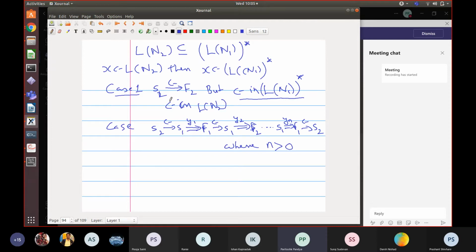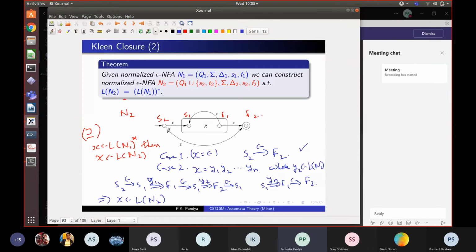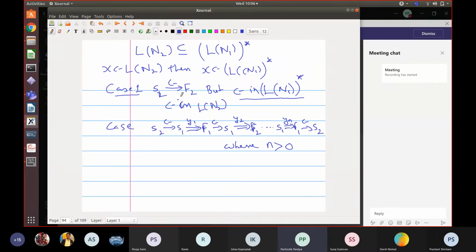So there are only two kinds of accepting runs in my automaton. This is what I'm claiming. Either the run goes directly from S2 to F2, or it goes from S2 to S1, then it has to go to F1, then maybe it repeats by going back to S1 and coming back some n number of times. But at least once it will have to move from S1 to F1. It may not take this epsilon directly to F2. So I have either runs like this or runs like this, for some n greater than or equal to 0.